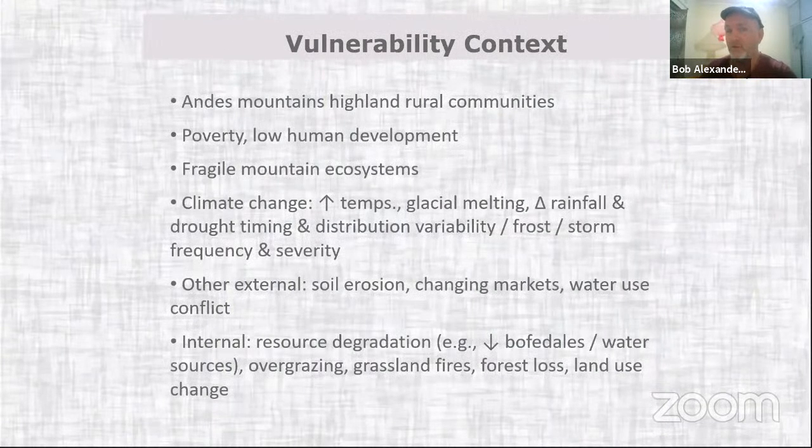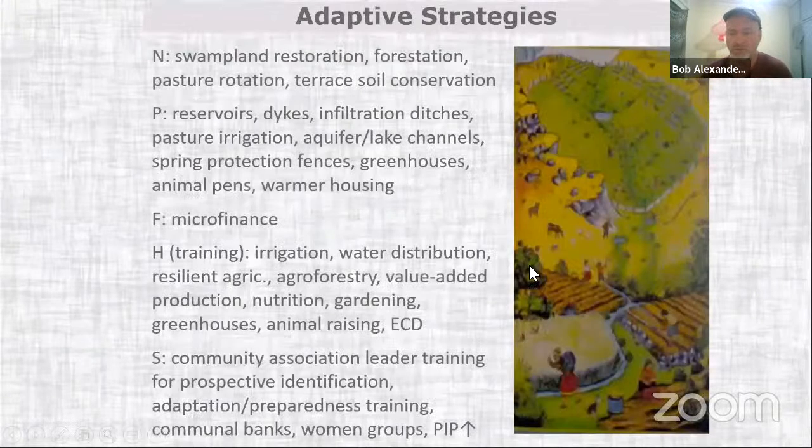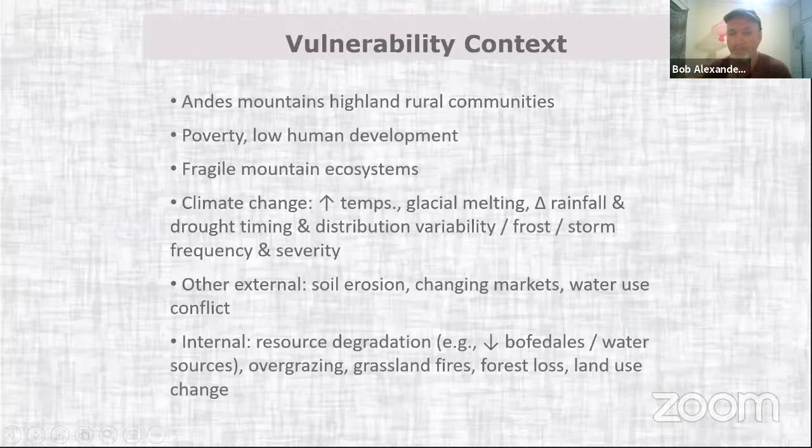And the basic vulnerability context is a lot of highland rural communities, low human development and poverty, ecosystems and fragile mountains, a lot of impacts of climate change and potential impacts of climate change as well, making it so that there are all kinds of potential problems, especially with access to water. Other external problems: major problems with soil erosion, not understanding how the markets are changing, and conflicts over the use of water, and internally not taking care of the resources.